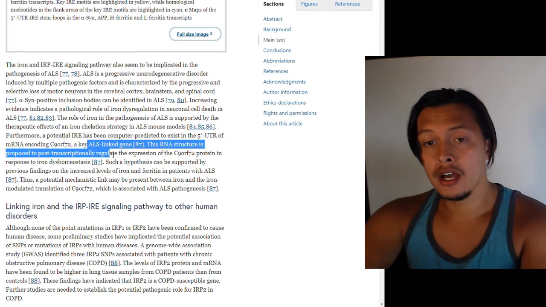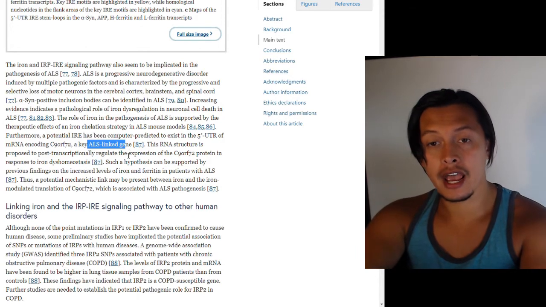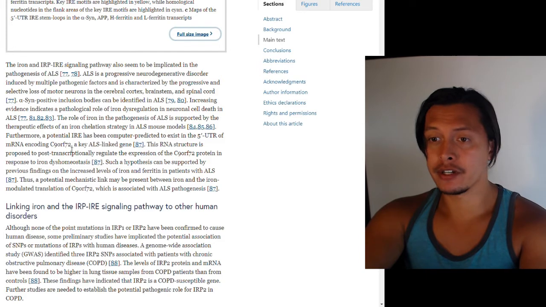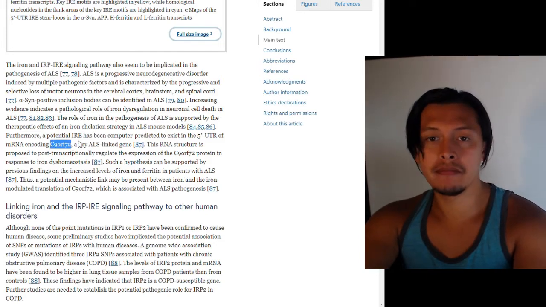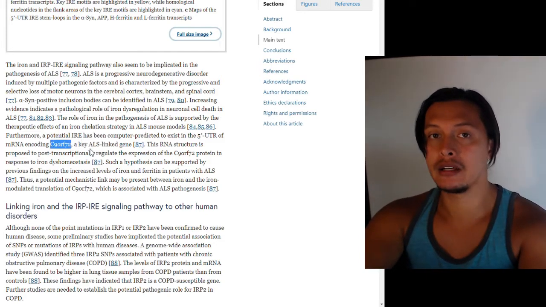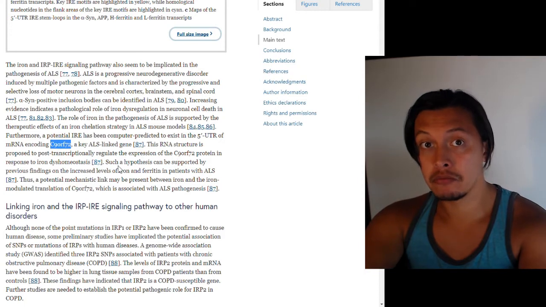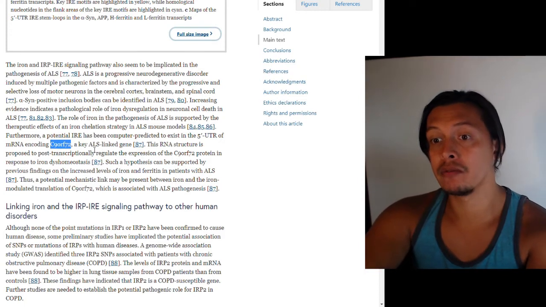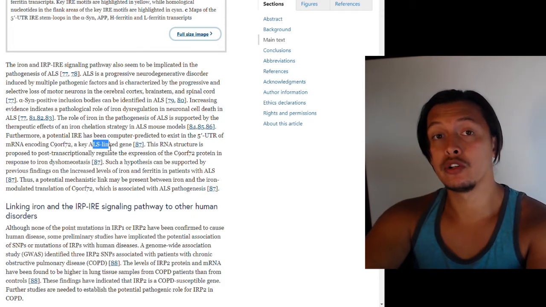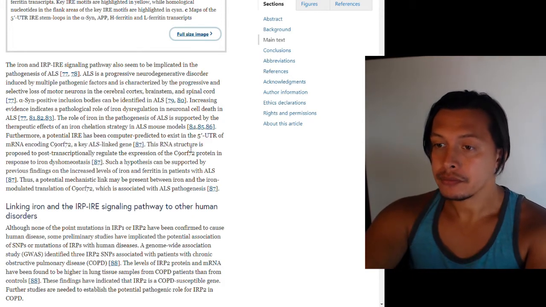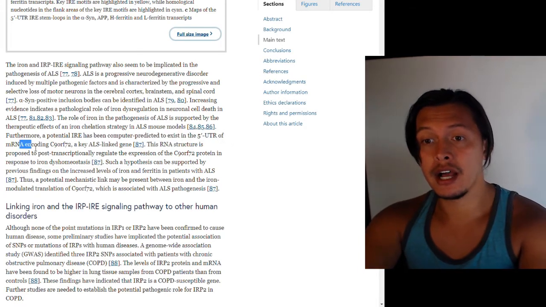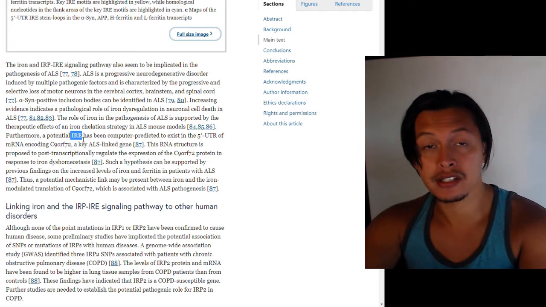So this is a gene that people with ALS have a mutation in, or it's a little different from normal people, and this is one of the genetic factors that could possibly influence Lou Gehrig's disease formation. And this also happens to have a computer-predicted iron response element.